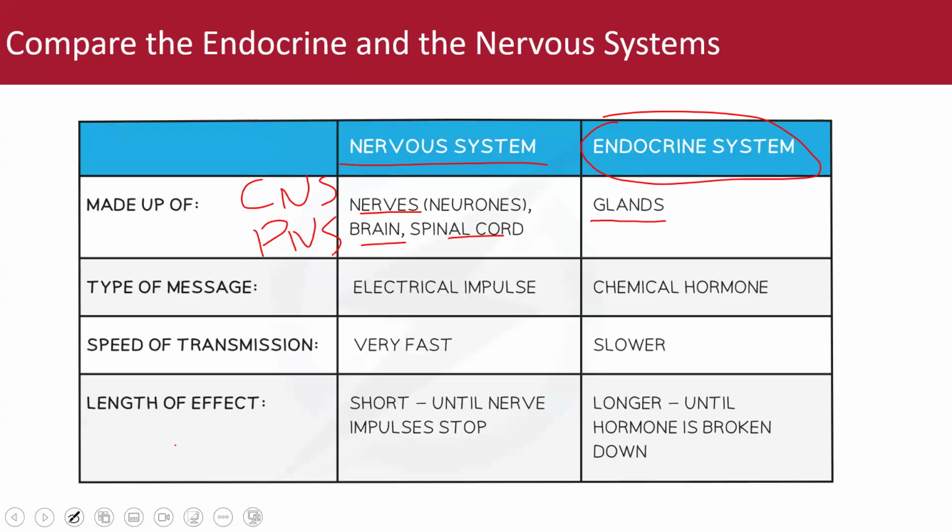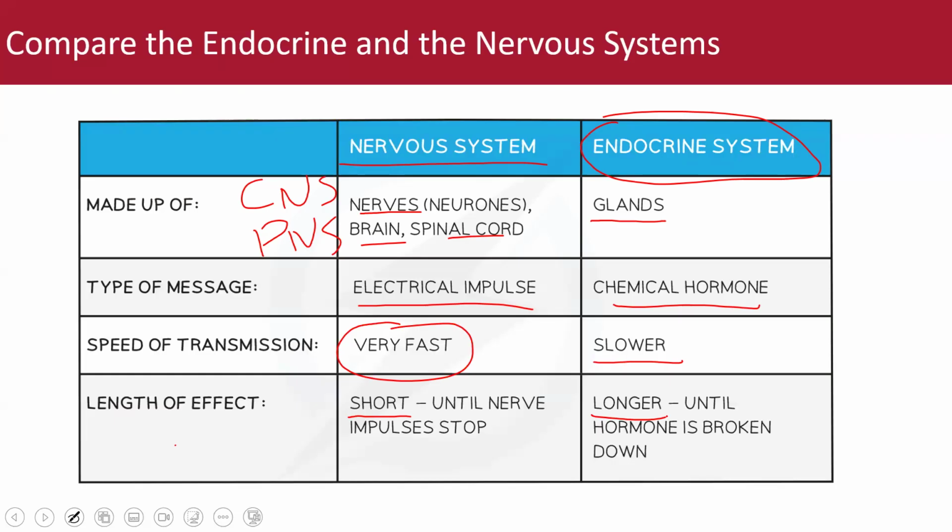So when I'm sitting here now looking at my laptop, I can see out the sides of my eyes, that is the peripheral. The message, okay? So the type of message, electrical impulse, chemical hormone. Speed of transmission, very fast. You're talking about fractions of a second. Slower. Length of the effect, short, because literally you send a nervous impulse, and then it then happens. Length of time, long. Okay? Because again, if you release a hormone, it takes a minute and a half, 2 minutes to go around your body.